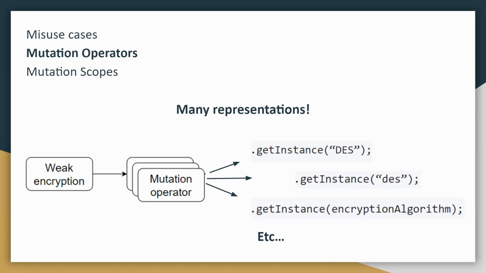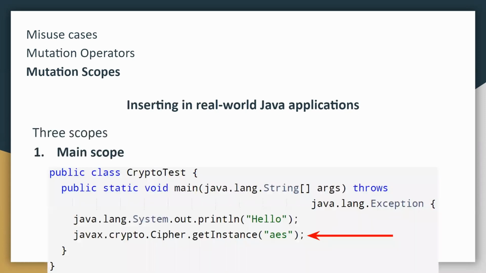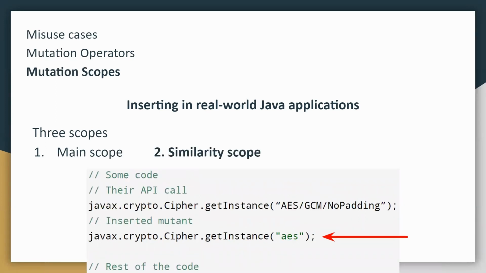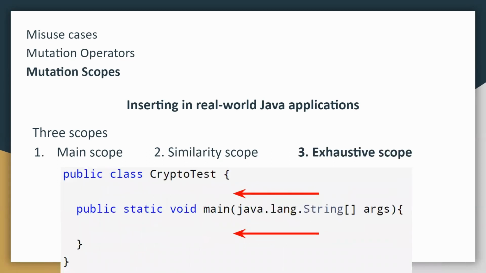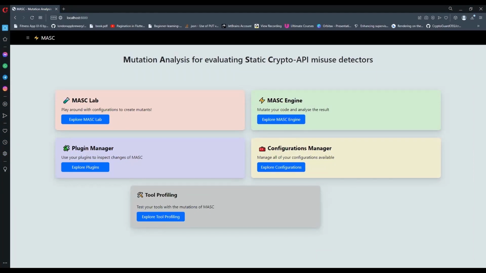Once these mutants are created, the next challenge is to insert them in real-world Java applications, which is where we need the mutation scopes. Now, there are three mutation scopes. The first is main scope, where the mutant is inserted in a bare-bones Java application. The similarity scope, where the mutant is inserted next to a similar API call, and the exhaustive scope, where the mutants are inserted in all locations allowed by Java syntax rules. We shall now see what the MASC web interface has to offer.